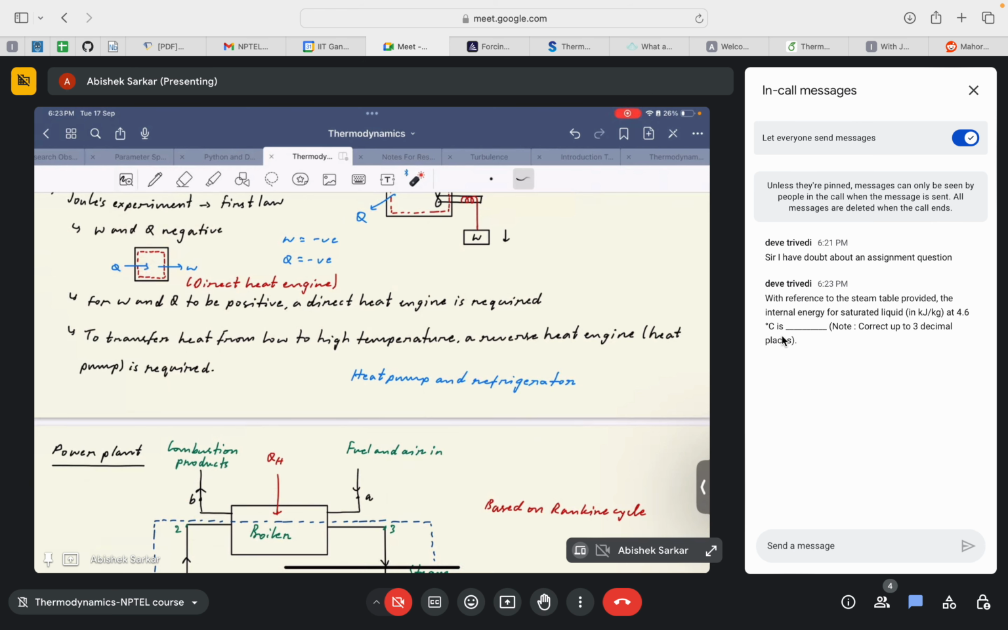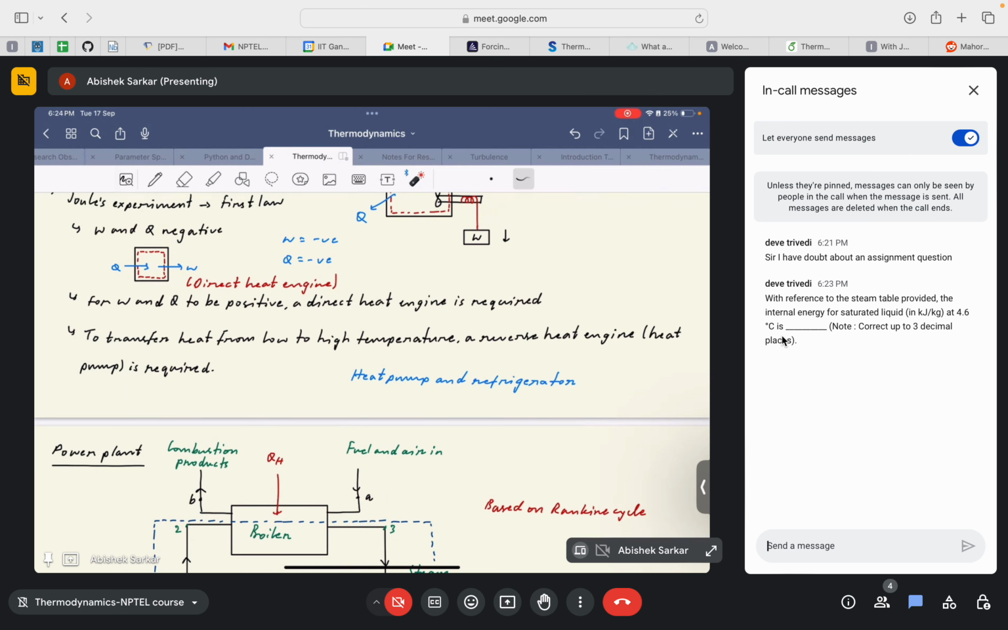Steam table, provided the internal energy, saturated. So the thing is, we have already taken this exact question in the previous week's session. The lecture video as well as the problem solving session video is already uploaded on the website, so you can kindly check it. Moreover, the question is not complete, so I'm not able to help out.